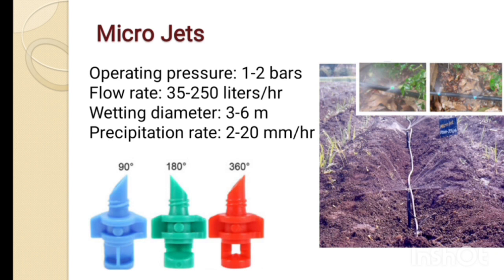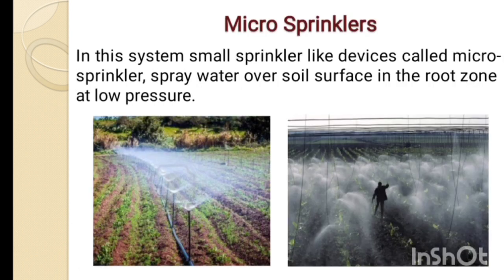Then microjets. These microjets operate at a pressure of 1 to 2 bars and their flow rates are 35 to 250 liters per hour and their wetting diameter is 3 to 6 meters. The precipitation rate of microjets is 2 to 20 mm per hour. Then micro sprinklers. In this system, small sprinkler-like devices called micro sprinklers spray water over the soil surface in the root zone at a low pressure.